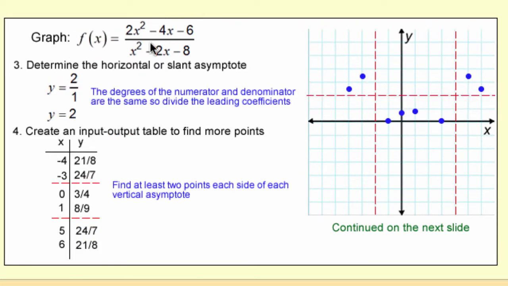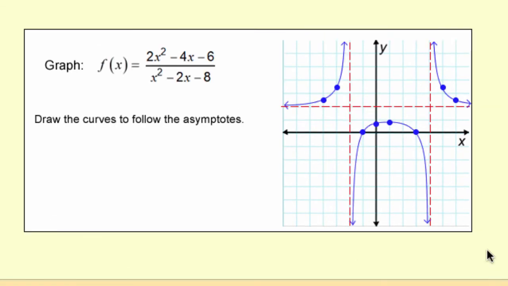Horizontal asymptote. The degrees are the same, so you divide the leading coefficients. 2 divided by 1 is 2, so y equals 2 is the horizontal asymptote. Find some coordinates on each side of each vertical asymptote. And that creates where your branches are going to be. And then your branches look like this. They just follow the asymptotes.